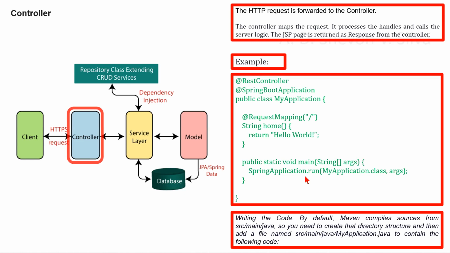We need to pass MyApplication.class as an argument to the run method to tell SpringApplication which is the primary Spring component. The args array is also passed through to expose any command line arguments.